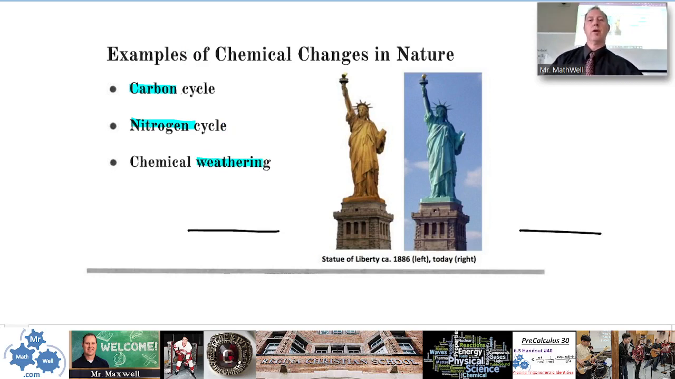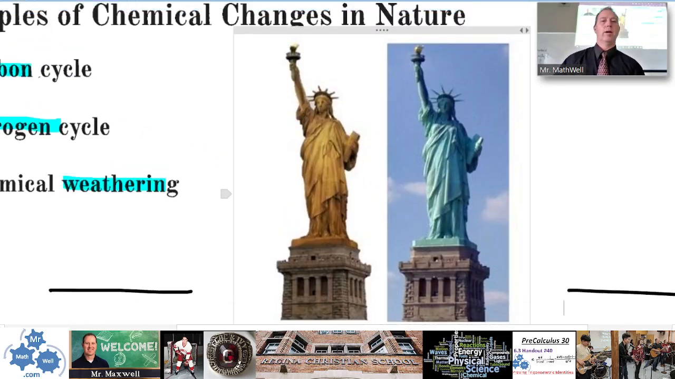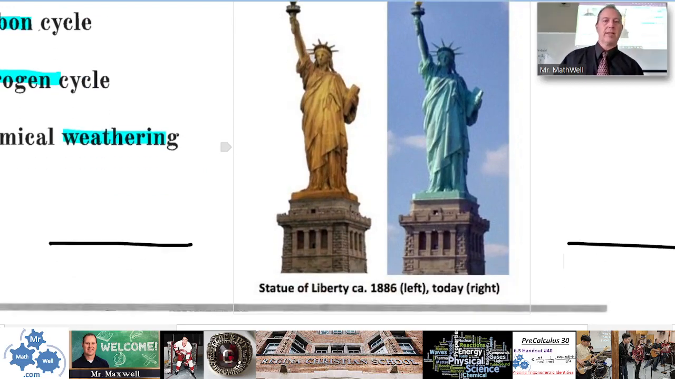In nature, there are chemical changes that are necessary for life. Lots of chemical changes happen inside our bodies, and inside plants and animals, in order for us to function properly. You'll learn a lot about that in biology as well. But for chemical weathering, I have a picture of the Statue of Liberty in New York here. Your picture is black and white, unfortunately, so that's why I have these blanks. This image is a picture of the Statue of Liberty when it was first erected in the New York Harbor.